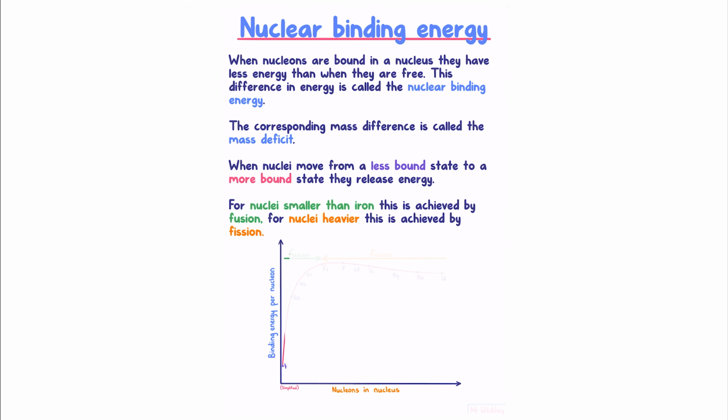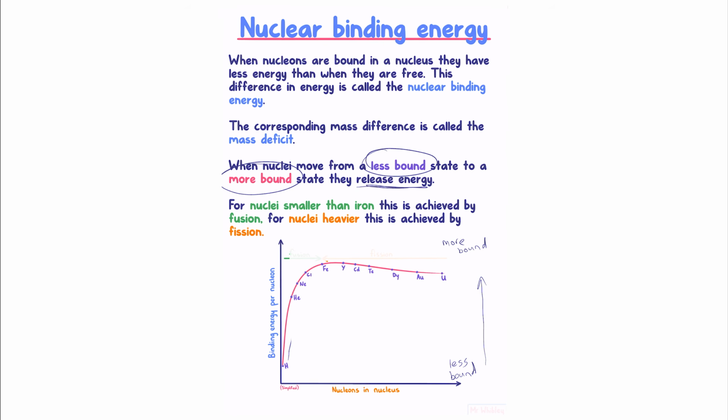And so the bottom of our graph shows less bound, and the top of our graph is more bound. In order to release energy, we must move from a less bound state to a more bound state, which means we must be moving upwards. By graphing the binding energy of our nuclei, we see that there are two ways to do this.